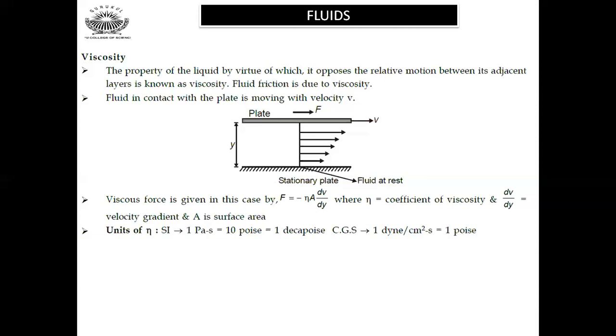The unit of the coefficient of viscosity is Pascal second. So 1 Pascal second is equal to 10 poise, 1 decapoise. In CGS it is 1 poise, which is 1 dyne per centimeter square second. So this is how we have the units of viscosity.